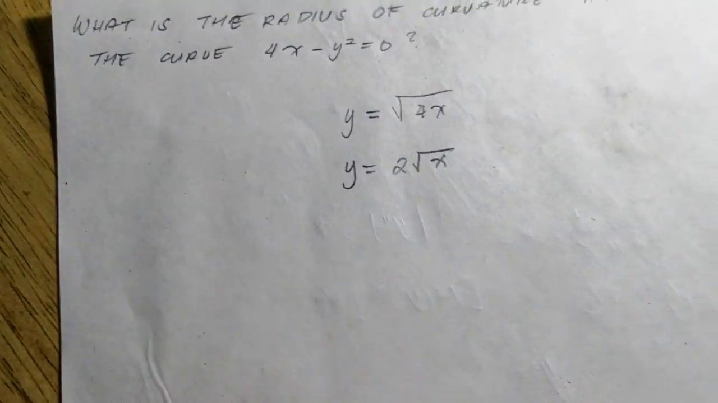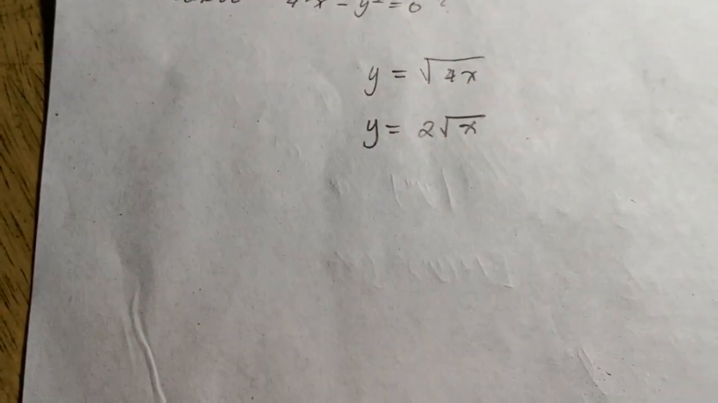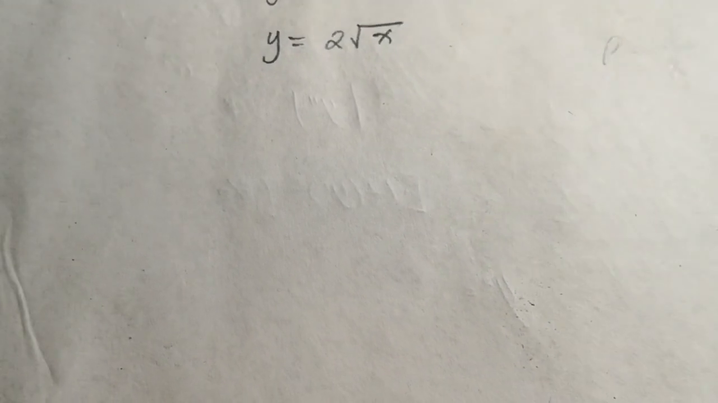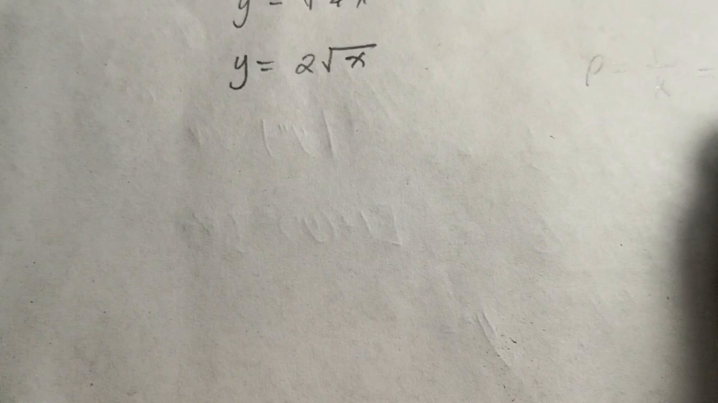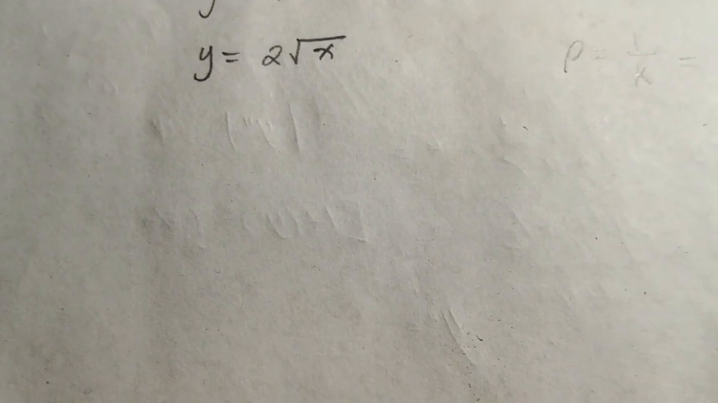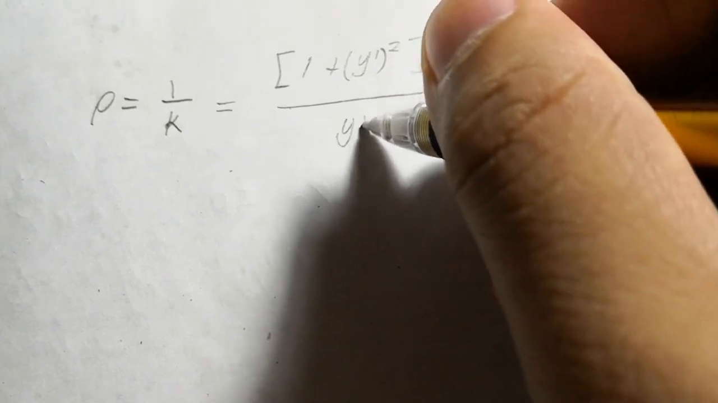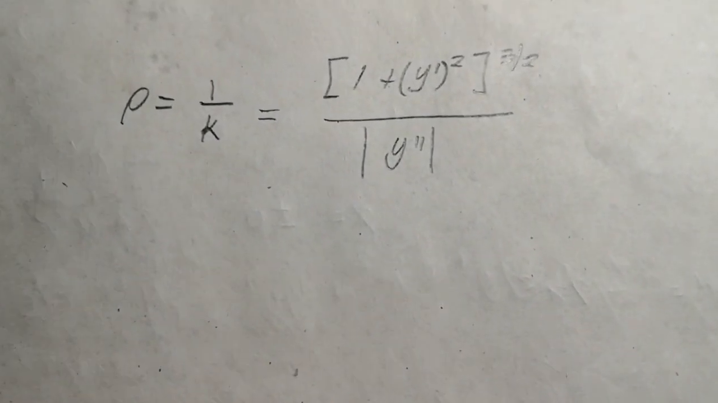In order to solve the problem, we need to know the formula of the radius of curvature. The radius of curvature is just the inverse of curvature. So the expression will be 1 plus y prime squared, raised to 3 halves, all over y double prime, the absolute value of the second derivative of the function at that point.